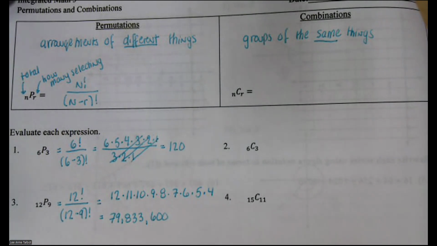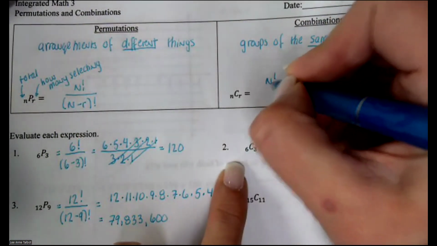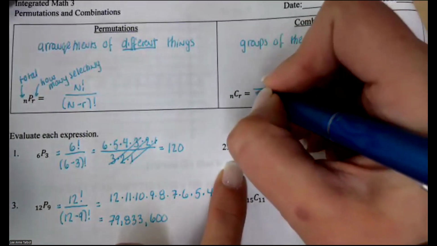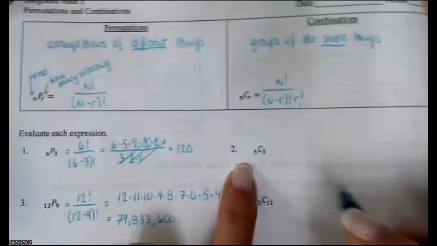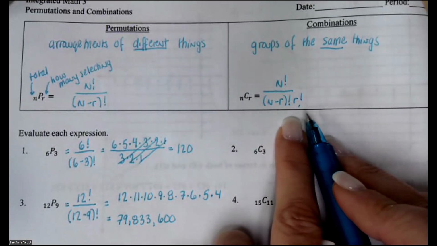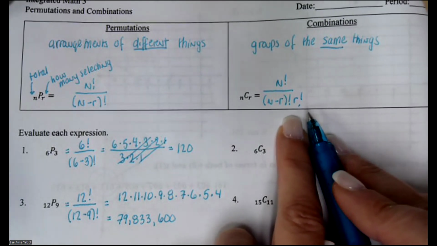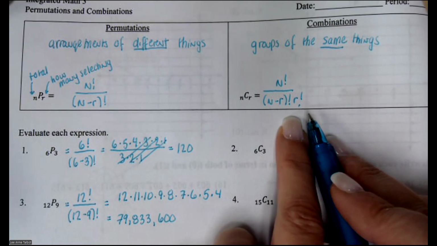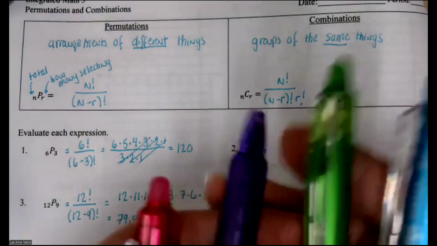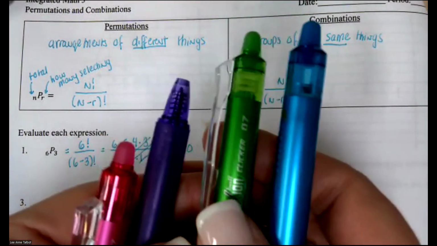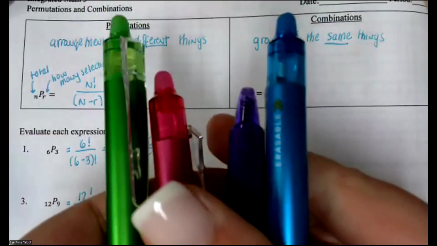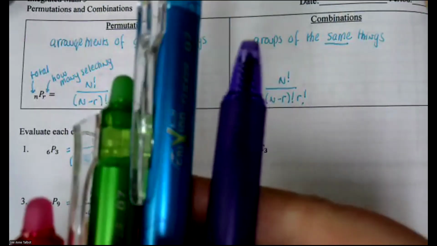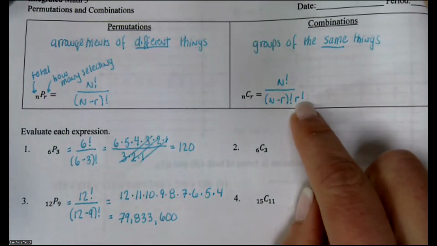Okay, the formula for combination is n factorial over n minus r factorial r factorial. And the reason that the extra r factorial is there is because you're dividing out all the repeats, because the repeats don't matter anymore if they're all the same. So you have to think about it like this. You don't think about it like 4 colored pens. You think about it like 4 pens. In a combination, this is the same thing as this, is the same thing as this, is the same thing as this, which means you need to divide out all the repeats, which is why you divide here.